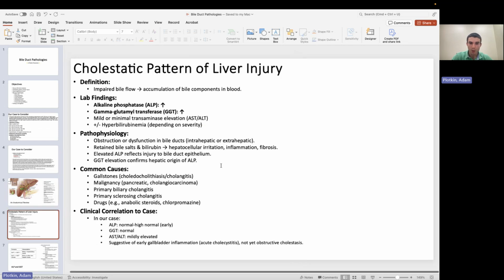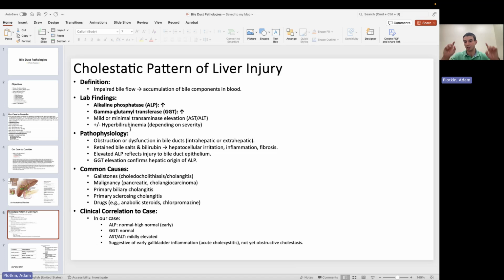So when I think about my cholestatic pattern of liver injury, right? The definition, right? This is an impaired bile flow. It's going to be an accumulation of the bile components into the blood. Okay. So my classic lab findings are going to be an elevated ALP, an elevated GGT, mild or minimally elevated transaminases, so my AST and ALT, plus or minus hyperbilirubinemia, okay, depending on how bad the severity is, right?